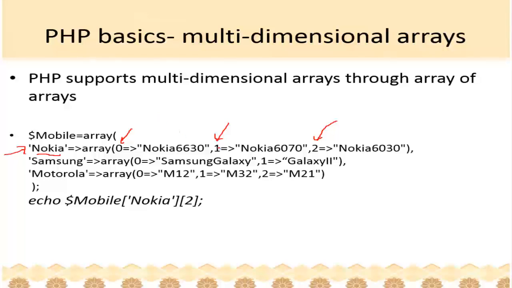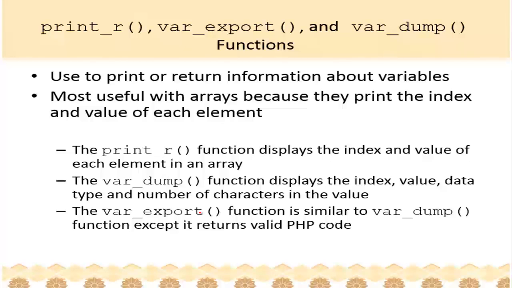Now, how do I get the second item? How do I get Nokia 6030 out of here? The first index is Nokia, the key is Nokia for this one. Then 0, 1, and 2. This is going to be the second index. Supply it in any way you want, you can use it.